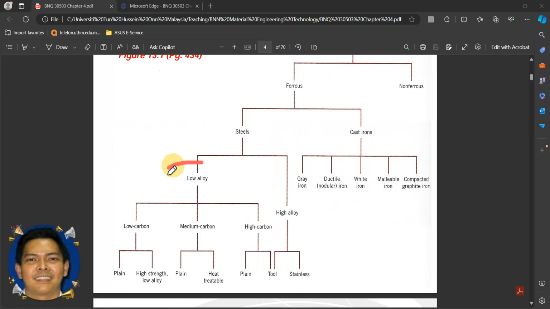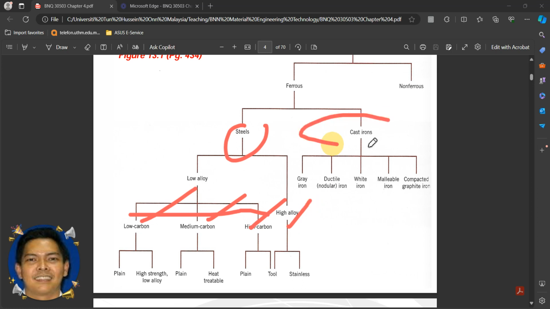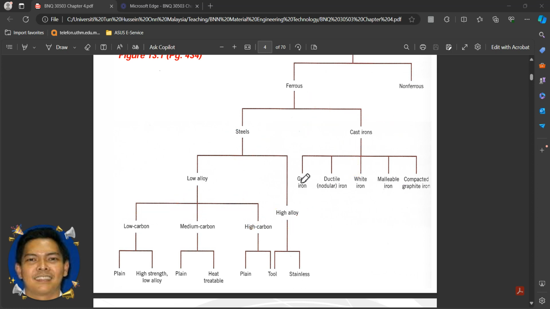For the type of steel, it can be further classified into low alloy. Low alloy can be subdivided into three classes, which are low carbon, medium carbon, and high carbon, whereas steel is also further subdivided into high alloy. The cast iron falls under the category of ferrous. It can be classified into five different groups: gray iron, ductile iron, white iron, malleable iron, and also compacted graphite iron. The low alloy can be subdivided into three classes, constituted by the amount of carbon, whether the alloy consists of high carbon, medium carbon, or low carbon.